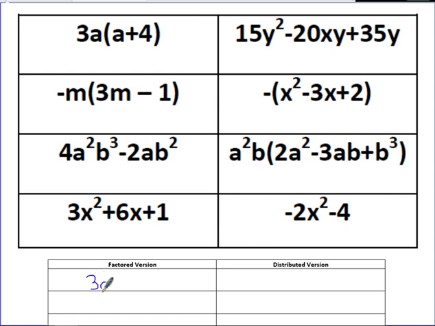Let's say you think that is the factored version. You're going to put it in this column, and then next to it, you are going to actually distribute it out. So if I distributed this out, I would have 3a squared plus 12a. So none of these problems that I give you here should be across from each other. But you have to decide whether they belong in the factored version column or the distributed version column, and then you need to fill out the other side. So I want you to pause here and do that, and then when you get to class, that's the first thing we're going to check.